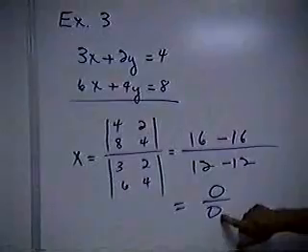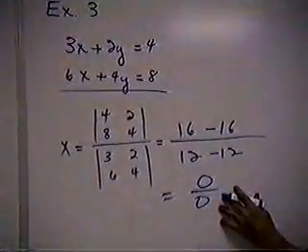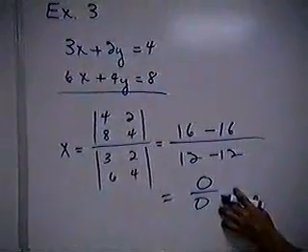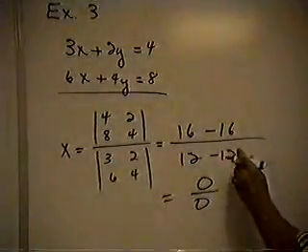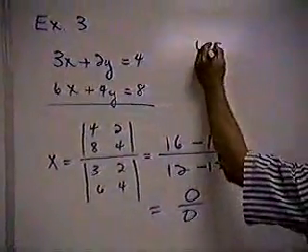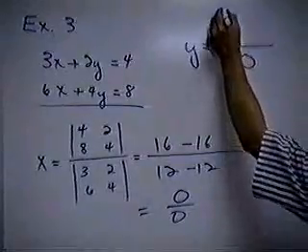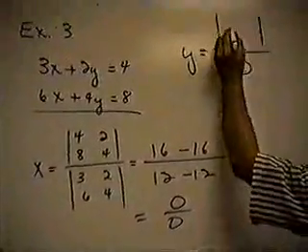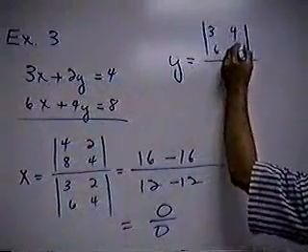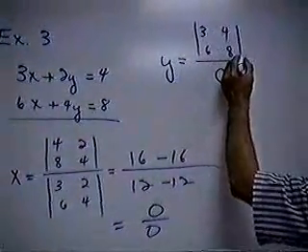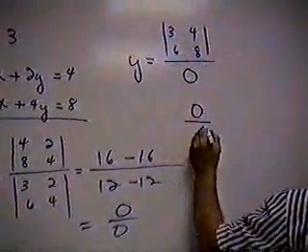Remember, we can't divide by 0, so we've got to worry about that. So let's leave that like it is, and now let's go back and solve for y. Okay, denominator 0. What's the numerator? Numerator is, we write down 3, 6, and replace the y with the 4 and 8. Multiplying down, we get 24 minus 24, so we get 0 over 0.